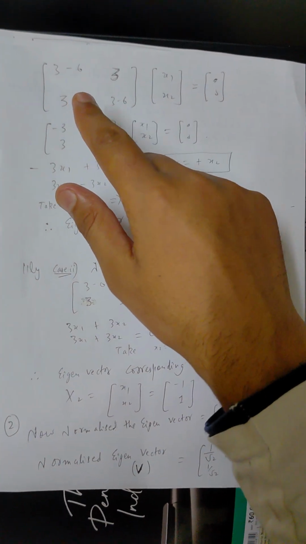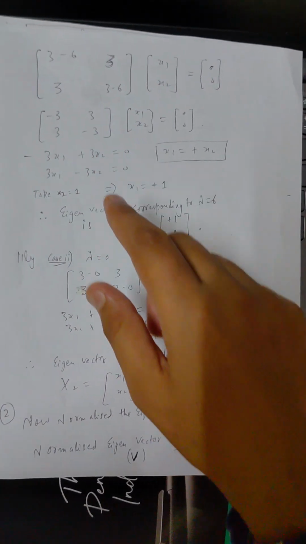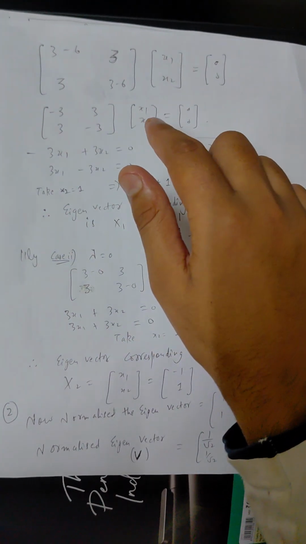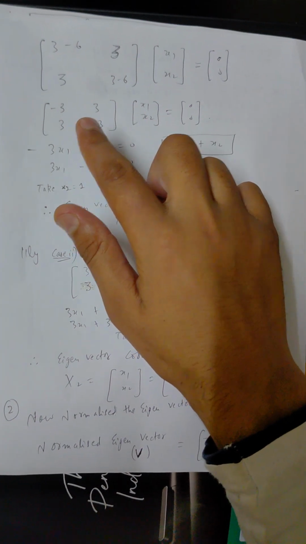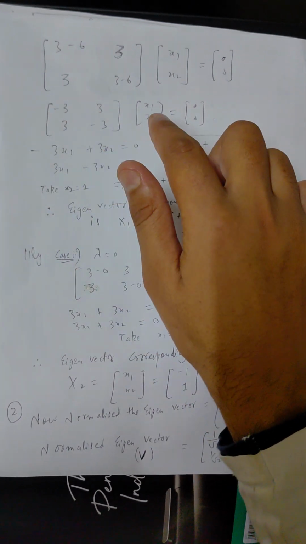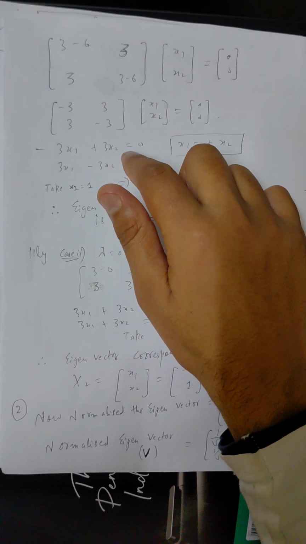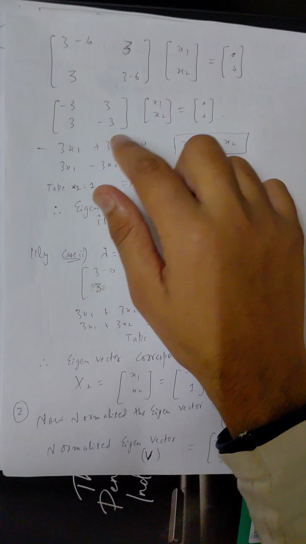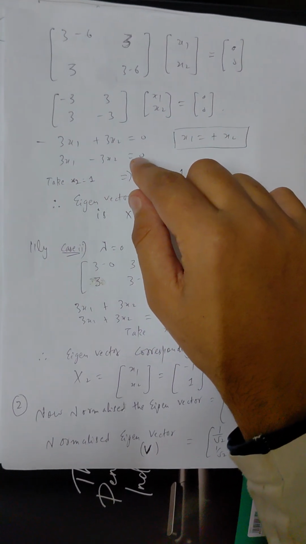I have put in lambda equal to 6. As you can see, 3 minus 6, 3, and after calculating you will get minus 3, 3, 3, minus 3, times x1, x2. We'll do the simple matrix multiplication. Minus 3 into x1 is minus 3x1, and 3 into x2 is plus 3x2. Similarly, for the second row, 3 into x1 is 3x1, and minus 3 into x2 is minus 3x2. We'll equate both to 0.